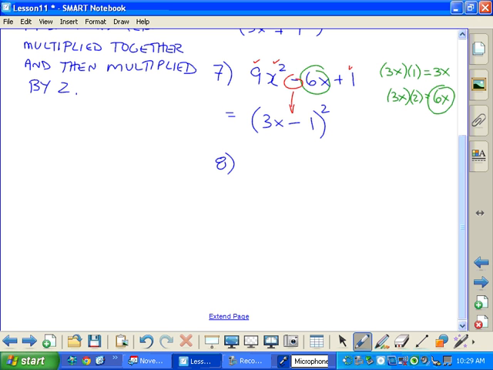So for number 8, and this is what I'll throw out on the test on you, so just be aware of this. So 16x squared and minus 4 at the end. So that would be 8, 16, so plus 16x.